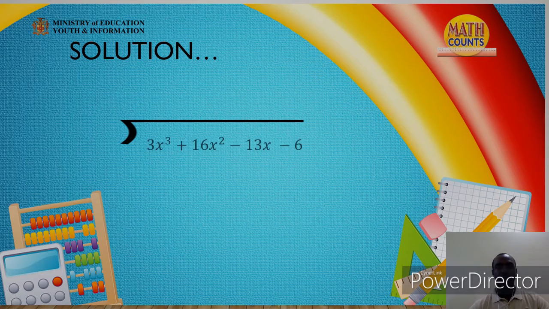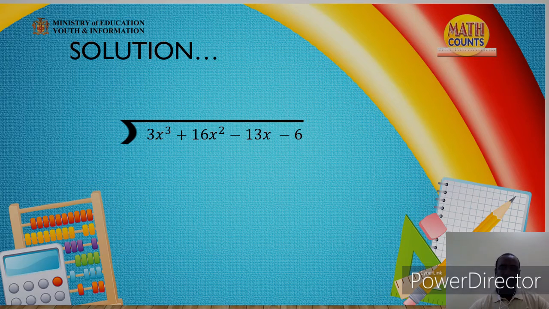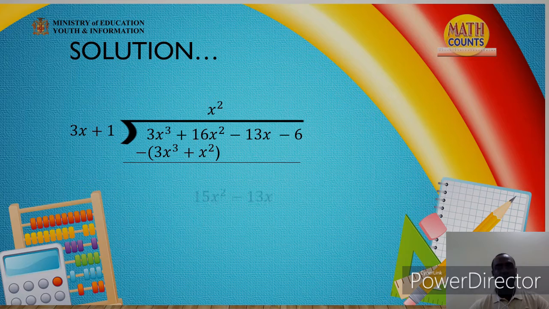So you put your dividend, which is 3x cubed plus 16x squared minus 13x minus 6. And what was our divisor? Our divisor was 3x plus 1. And remember, just take it one step at a time. Right? So 3x into 3x cubed gives you x squared. And I'm sure you would have gotten that already. Hence, I did not worry to show you my working out. When you find the difference of 3x cubed plus x squared, you will get 15x squared minus 13x.